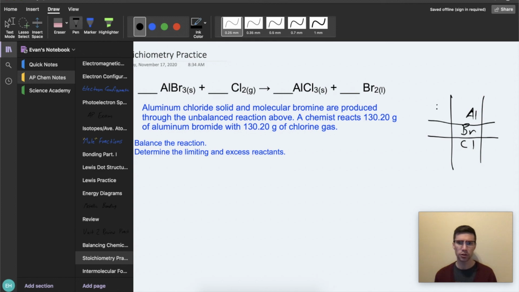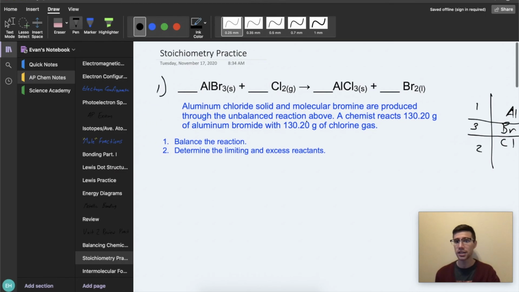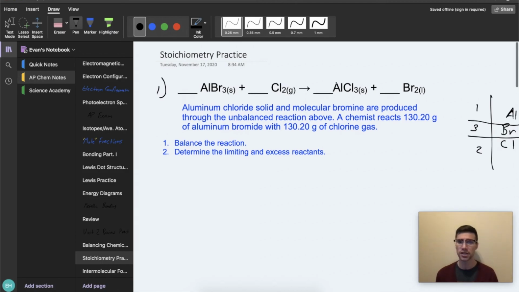We start with one aluminum on the left and one on the right. So these prefixes should probably be the same, right? That's the only place we're going to have aluminum. We have 2 chlorines on the left, 3 chlorines on the right, 2 bromines on the right, and 3 bromines on the left. So this one's actually not too bad. Anytime you have subscripts of 2s and 3s that are being thrown back and forth, those are usually going to be helpful to try as our coefficients.